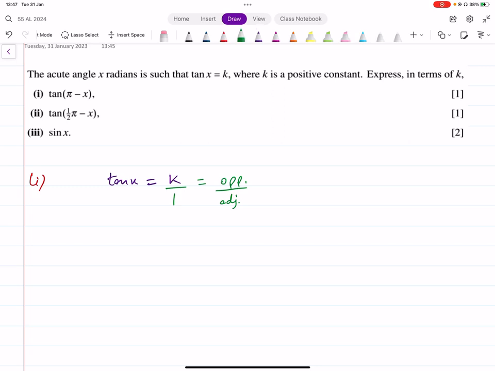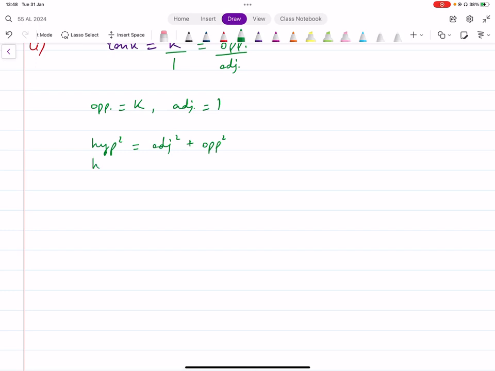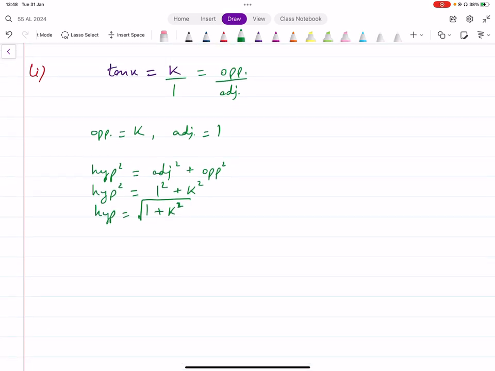So now we have in the right angle triangle, opposite equal to k, adjacent equal to 1. Can we find the hypotenuse? Hypotenuse square equals adjacent square plus opposite square. So hypotenuse square equals 1 square plus k square, and hypotenuse is going to be equal to the square root of 1 plus k square. This is what we get. So now we've got all the information in the triangle that we might need.